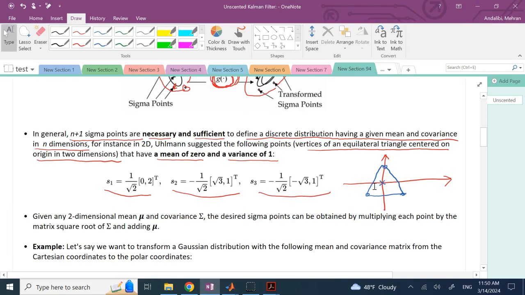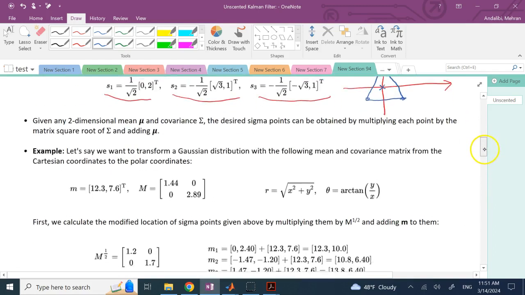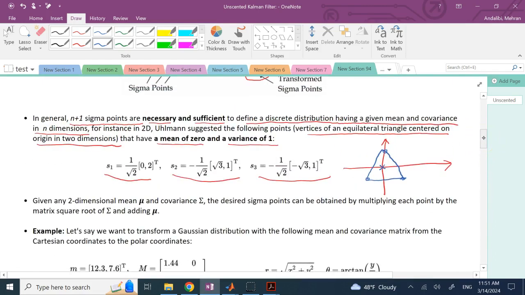And in general, if your state space has more dimensions, I'll show you a formula, or several alternatives, that you can use to pick these sigma points. But first, to understand this unscented transformation, let's look at some numerical example to better understand it. And before we do that, one extra thing we need to pay attention to.